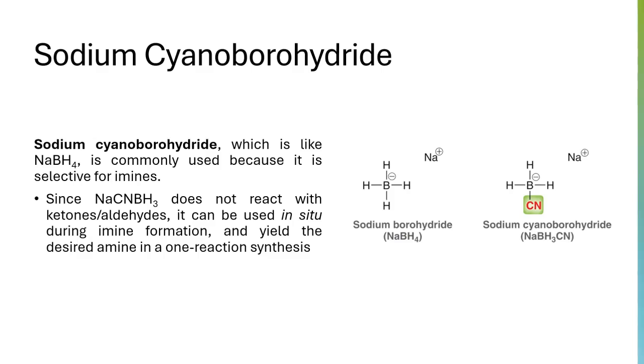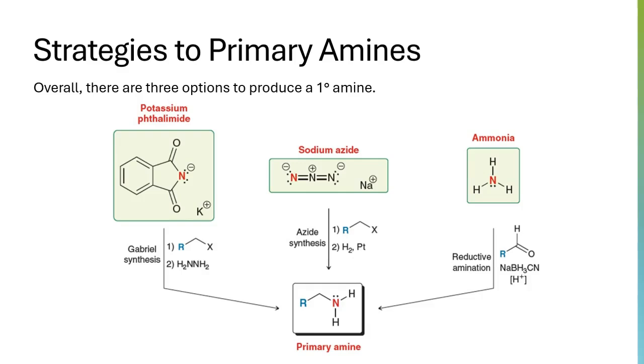Sodium cyanoborohydride, which is like sodium borohydride, is commonly used because it is selective for imines. Since sodium cyanoborohydride does not react with ketones or aldehydes, it can be used in situ during amine formation and yield the desired amine in a one-step synthesis. Here are the strategies to primary amines. There are three options: the Gabriel synthesis, azide synthesis, or reductive amination.